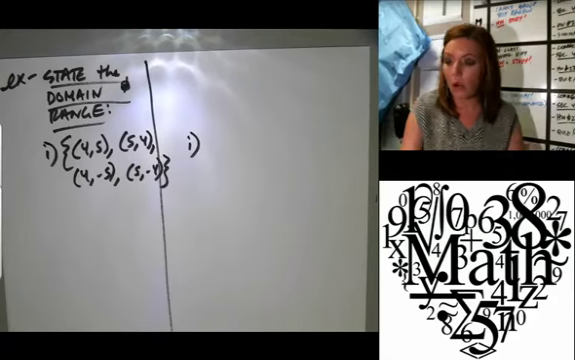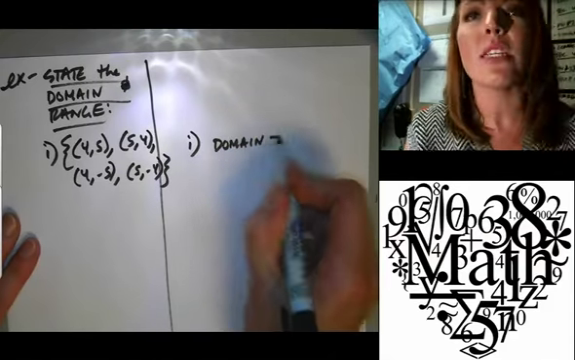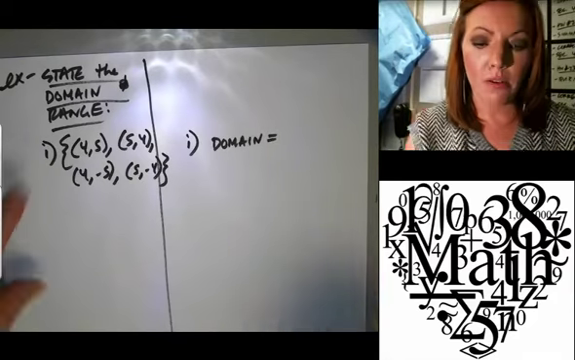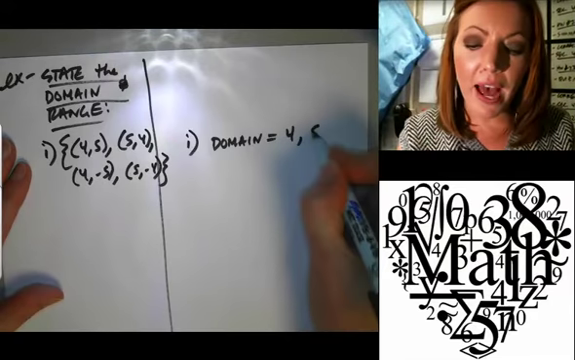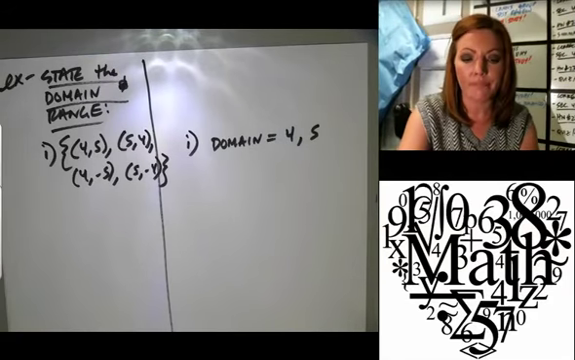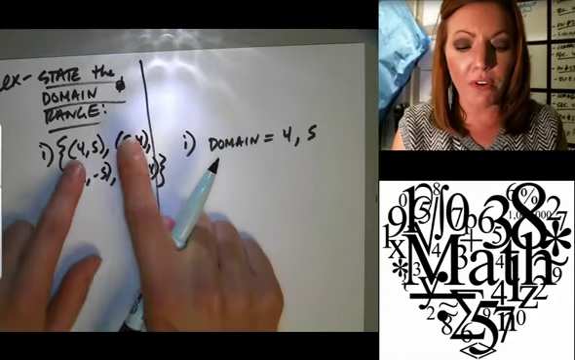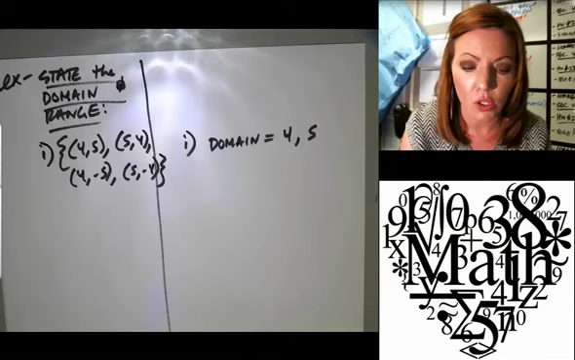All right, so the domain. Who can tell me what the domain is? You do not have to repeat them if you want. Okay, Garcia. 4 and 5. All right, everybody give it up for Garcia. Now, you might be looking at this and going, okay, 4, 5, 4, 5. You don't have to repeat them. There's 4 there, and then there's 5, and that's it.